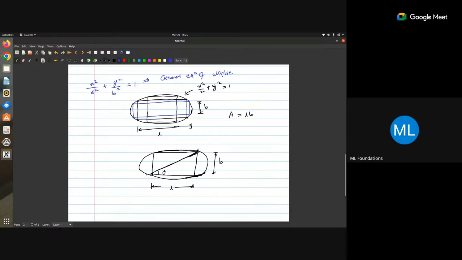So this point will be a cos theta, b sin theta, right? Okay, what about this point, sir? The coordinate will change: minus a cos theta, b sin theta. Yes, sir, similarly all the coordinates. And here what will be this point? Minus a cos theta, plus b sin theta, and this point will be minus a cos theta, minus b sin theta. Okay, correct.